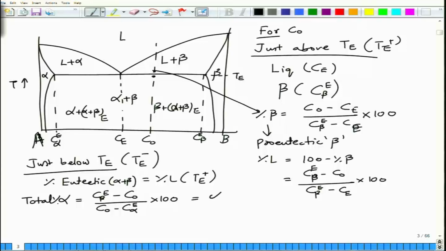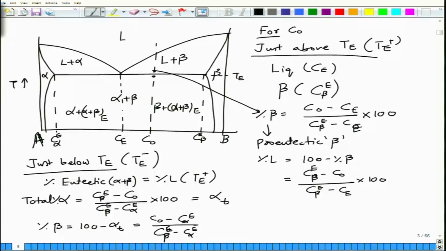So this, let's say, is alpha T, okay, and total percentage beta is nothing but 100 minus alpha T, which is equal to C naught minus C alpha E divided by C beta E minus C alpha E. Here I made a mistake earlier, the denominator is C beta E minus C alpha E, yeah.